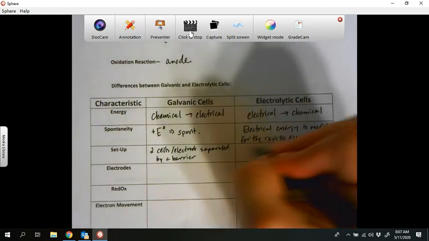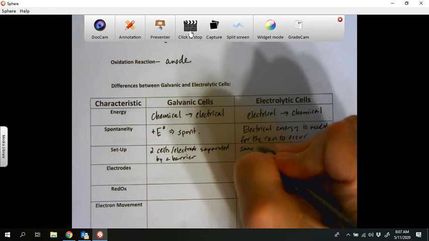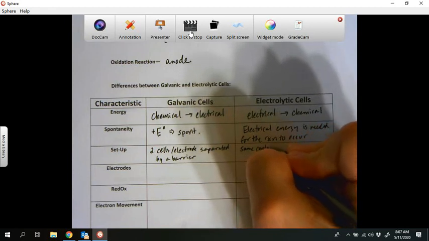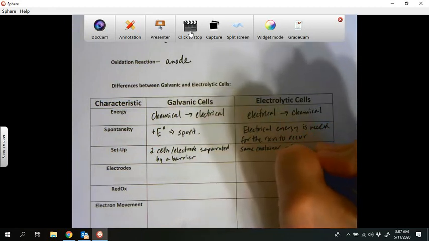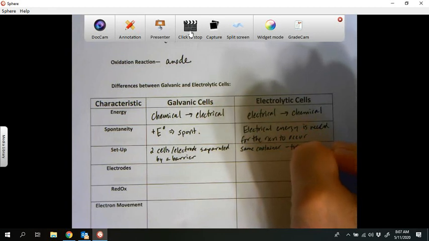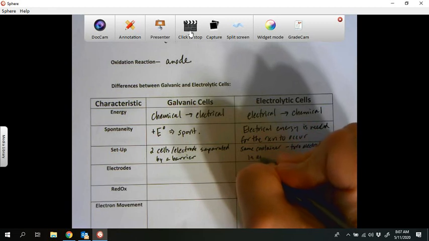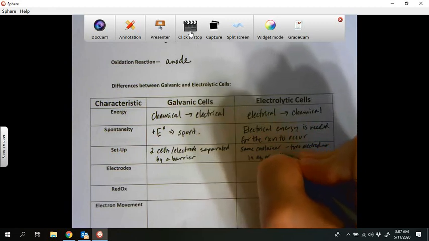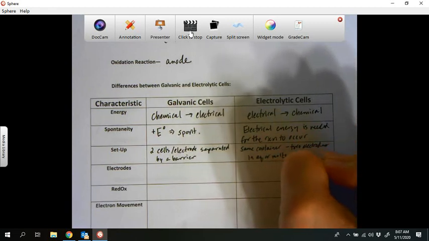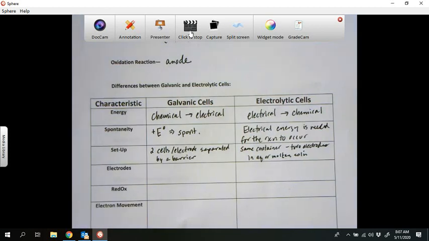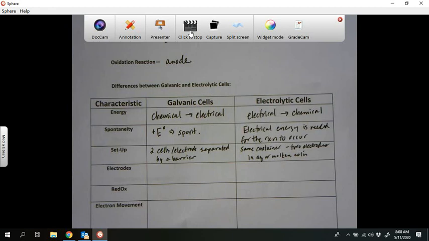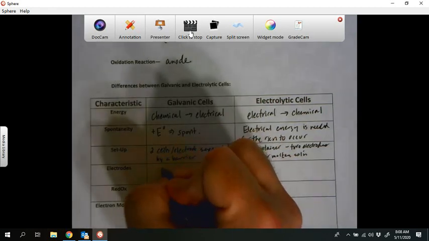Electrolytic, we usually have the same container with two electrodes in an aqueous or molten solution. So we could have molten salt water or molten salt, which is used for some applications. The electrodes, there is a big difference here.